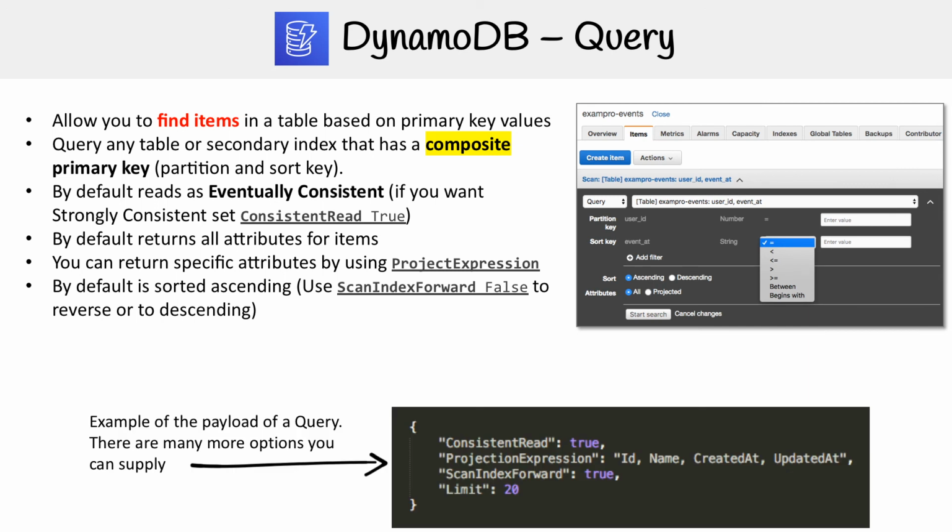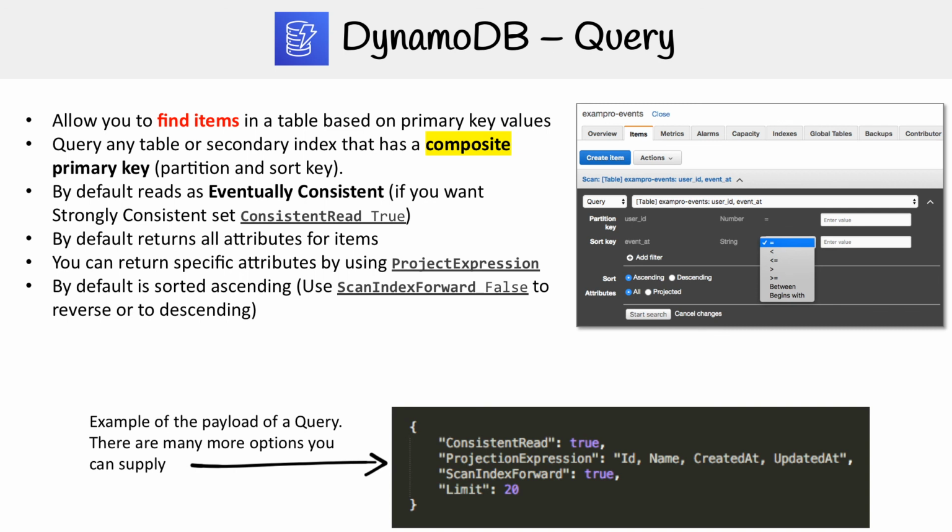And I just want to give you an example of a payload. So this is an example where, if you're configuring the CLI or SDK, these are the attributes you could pass. So you have here a consistent read, and you're saying we want it to be true. Projection expression, we're saying I only want ID, name, created at, and updated. Scan index forward, we want it to be returned in reverse.